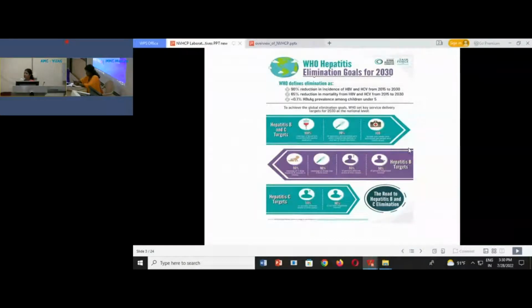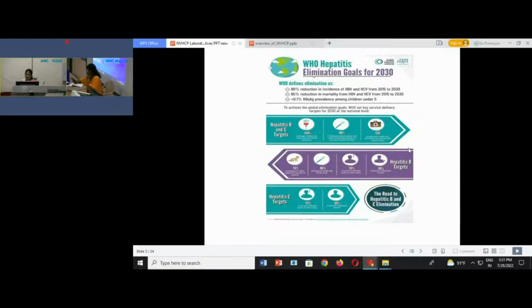Coming to the hepatitis B targets: 90% of the persons who are diagnosed should be treated, and 90% of the persons affected should be aware of their status. 90% of the people who are born should be given a timely birth dose of hepatitis B vaccine, and 90% coverage of 3 doses of hepatitis B should be given in infancy.